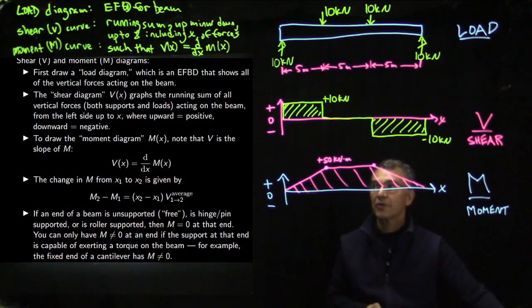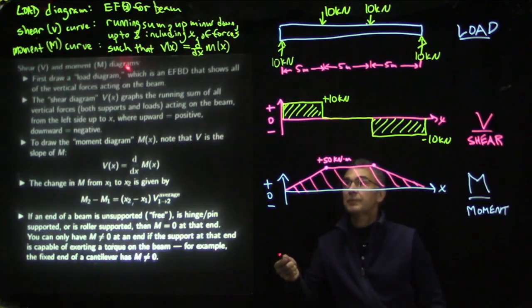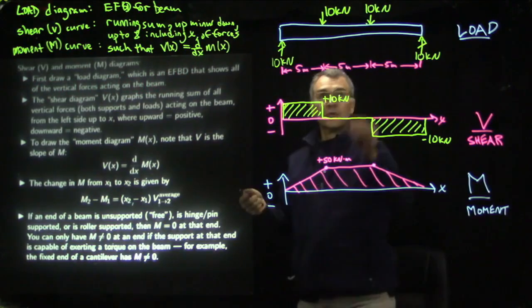But first, just to recapitulate a little bit what we've been doing here. So the shear V and moment M diagrams. First, you draw a load diagram. The load diagram is an extended free body diagram that shows all of the vertical forces acting on the beam. So for example, we did that here.